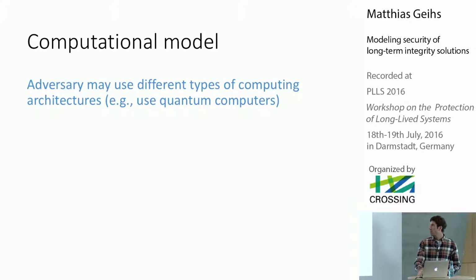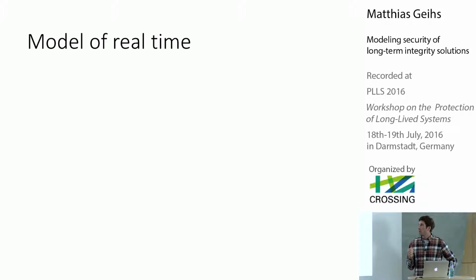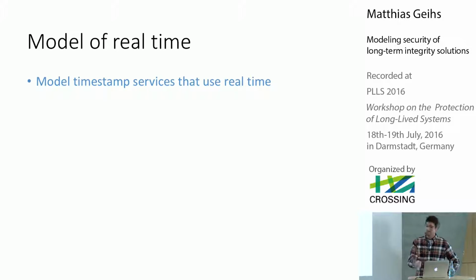So for this, we use a more general computational model, which was explained, for example, by David Deutsch in his paper on quantum Turing machines, and it captures Turing machines as well as quantum Turing machines. And we think the computational model should be based on something that is this general, which captures a wide variety of other computational models. Then we also want a notion of real-time in our model, because, for example, we want to be able to say what it means that a timestamp authority uses the real time to put it into timestamps.